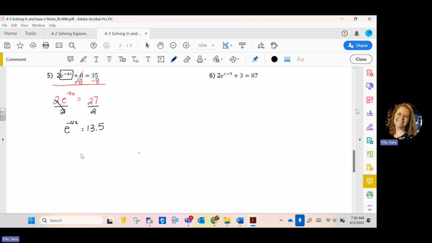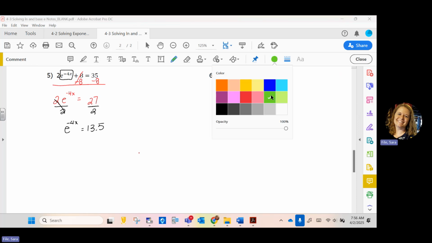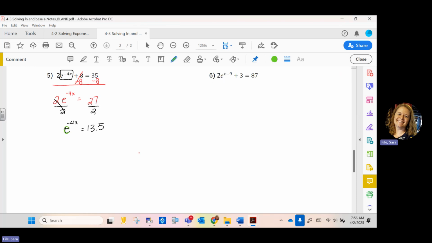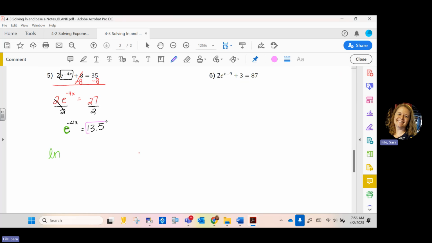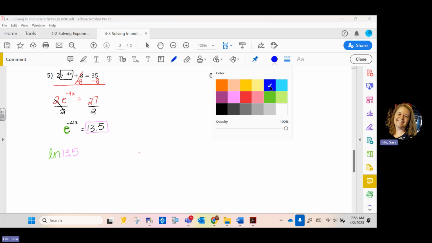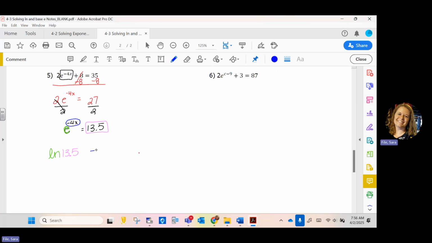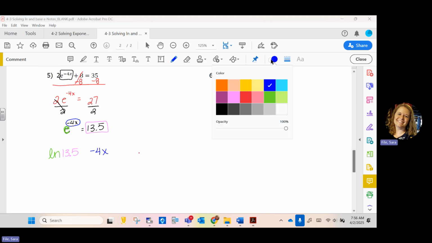So what is the base of the log going to be? What's the base here? e. So what type of log is it going to be? Natural log. And I don't write base e. ln implies that it's a base e. Then I am taking the log of this argument, so 13.5, and it's equal to the exponent negative 4x.